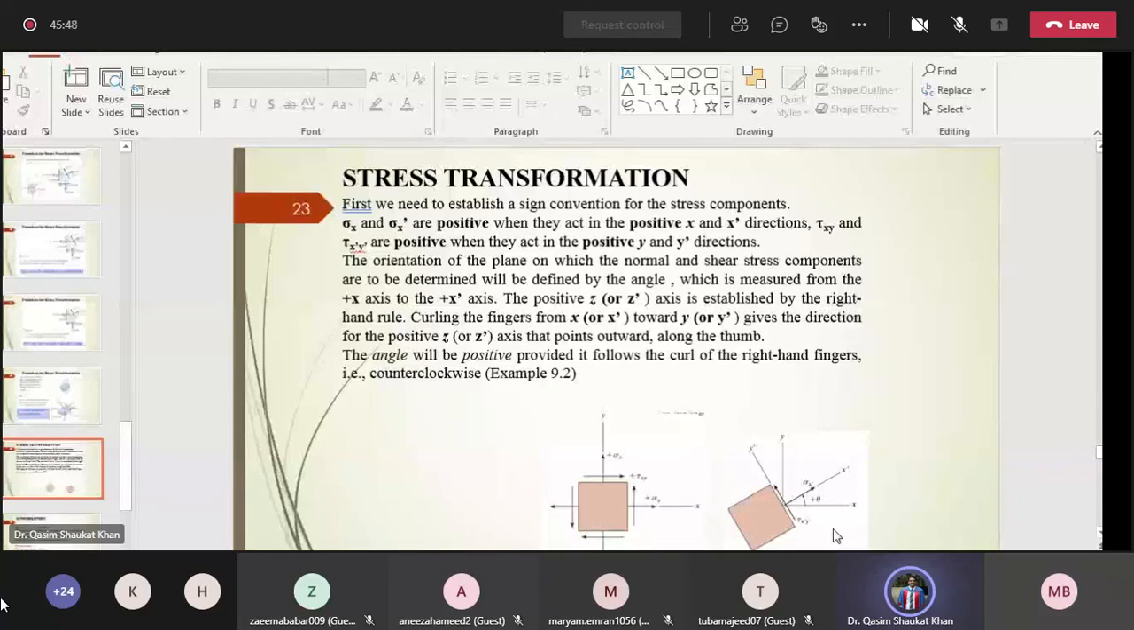And your theta will be clockwise, and clockwise will be negative. Theta will be negative. Fine. Is this clear that if I turn my fingers from x to x dash axis and my thumb points outward, it will be positive and it is counterclockwise. If it points inward into the plane, it will be negative, clockwise.